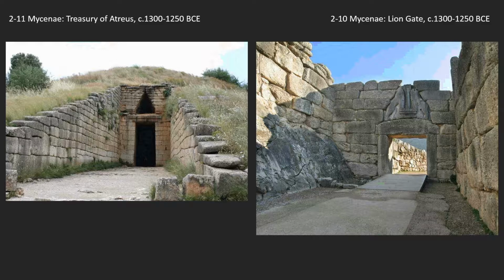And that's what we see here. So we nicknamed it the Treasury of Atreus, one of the more famous kings of Mycenae, and the treasury because they did what the Egyptians did, which is to bury their rulers with copious amounts of gold. In fact, Homer says that the Mycenaeans were rich with gold. And so they buried like the Egyptians did.